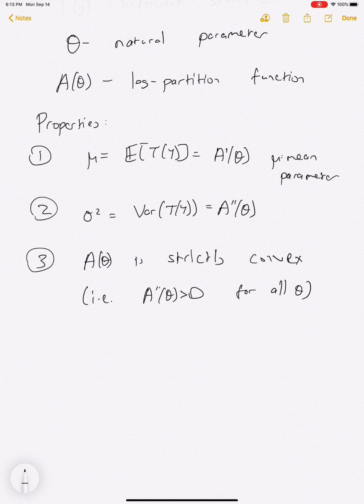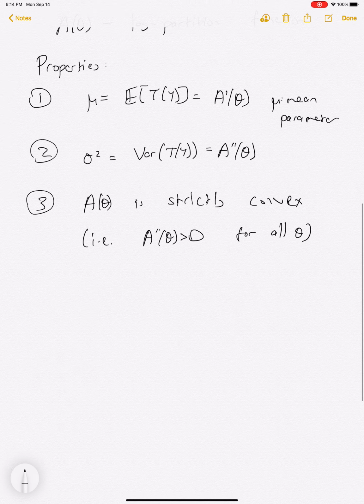The second property gives a formula for the variance. The variance very conveniently ends up being the second derivative of a. And then the other property, which is probably the most important, and is related to that second property, says that a of theta is a strictly convex function. What that means is that a prime prime, the double derivative of a with respect to theta, is strictly greater than 0.